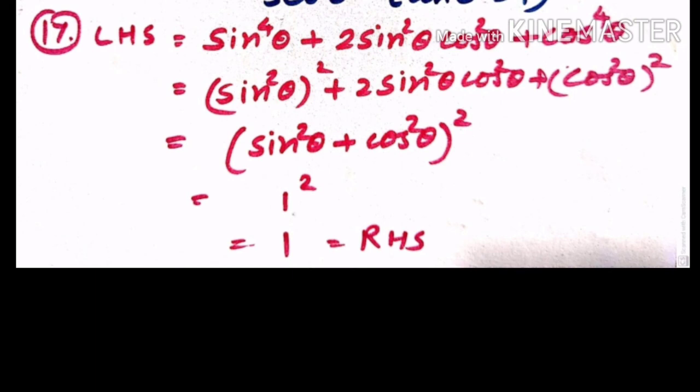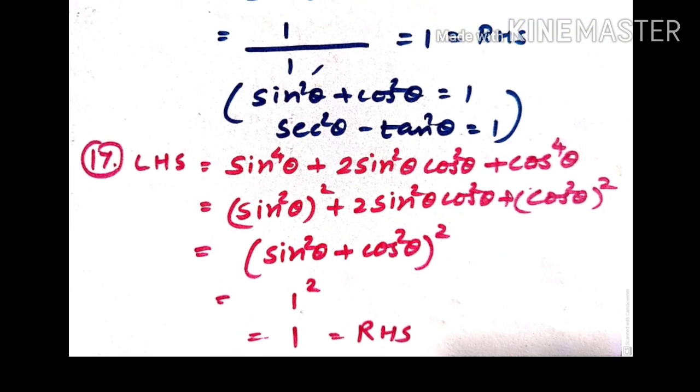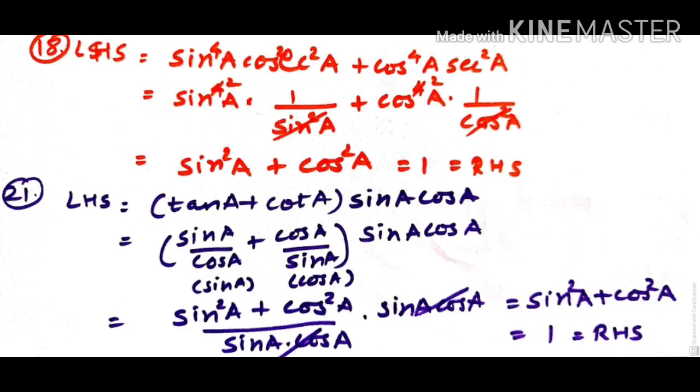Now this is our perfect square polynomial. So I can write it as the factorization of a plus b whole square. So I have written here sine square theta plus cos square theta whole square. But what is sine square plus cos square? 1. So 1 square is 1. That is your right hand side, students. So here we complete question number 17. Now let us move on to the next, that is question number 18.